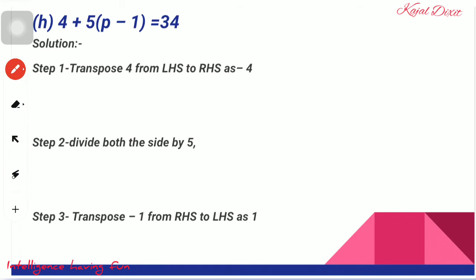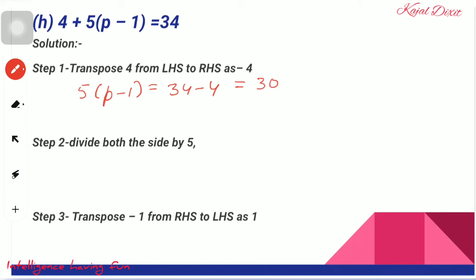Now the next question is 4 plus 5 into (p minus 1) is equal to 34. As we have discussed earlier also, first of all we will transpose 4 because it is an addition with the term having the variable. So 4 is transposed to the other side. So the result will be 5(p minus 1) is equal to 34 minus 4, and that is equal to 30.